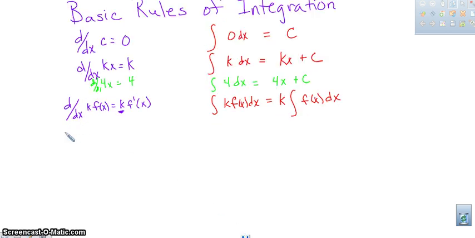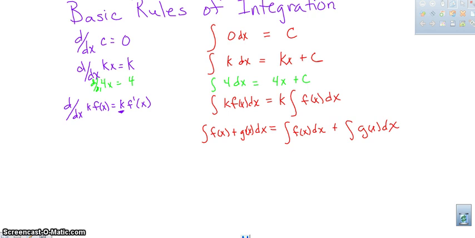I'm just going to stick with these because these two are kind of basic. If you have the integral of f of x plus g of x dx, like you're adding two functions together, when you integrate them, you can make that the integral of f of x dx plus the integral of g of x dx. So you can break them up into two parts.